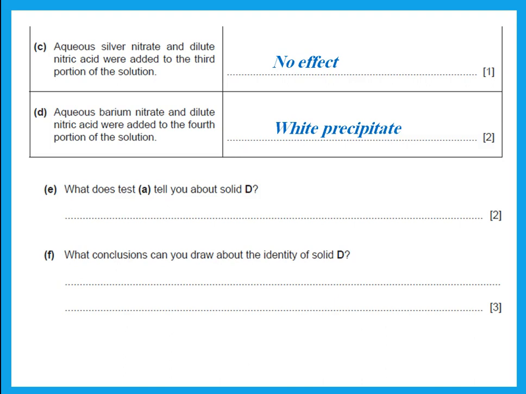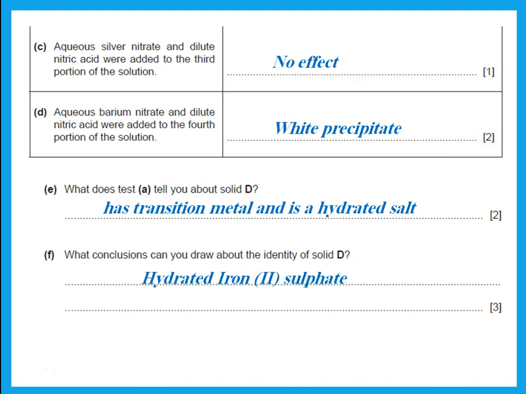Again, what does test A tell you about the solid? Remember that we said test A said it is colored, and we said that means it has transition metal, and it gave condensation at the top of the tube, and we said that means it is a hydrated solid. What conclusions can you draw about the identity of solid D? Well, we found that it is hydrated and it has iron 2.